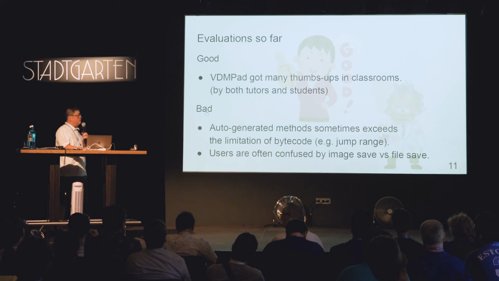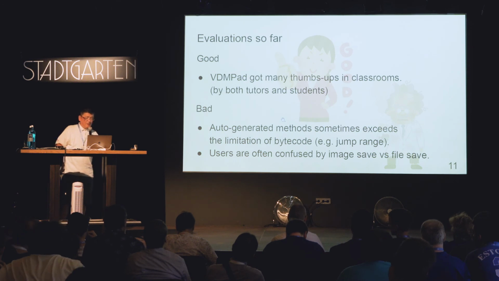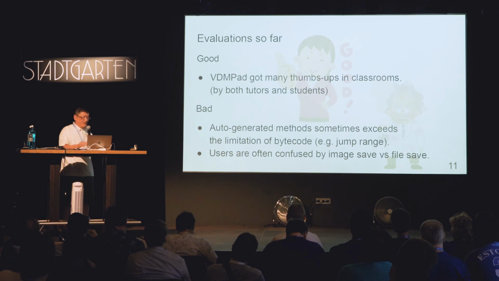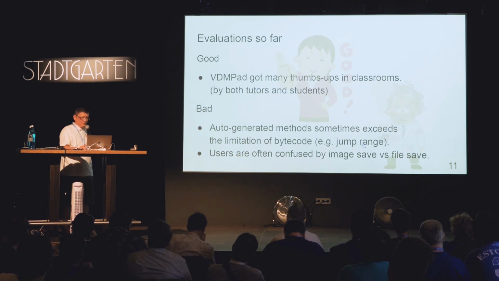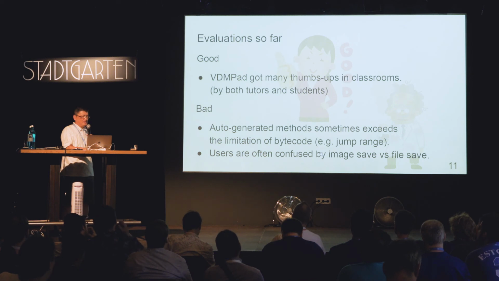But it also has some limitations in the auto-generate part, where sometimes the compiler just complains that this method is too large. It requires too long a jump. It's beyond the limit range. And also sometimes users seem to get confused by saving images and saving files. It's always problematic.